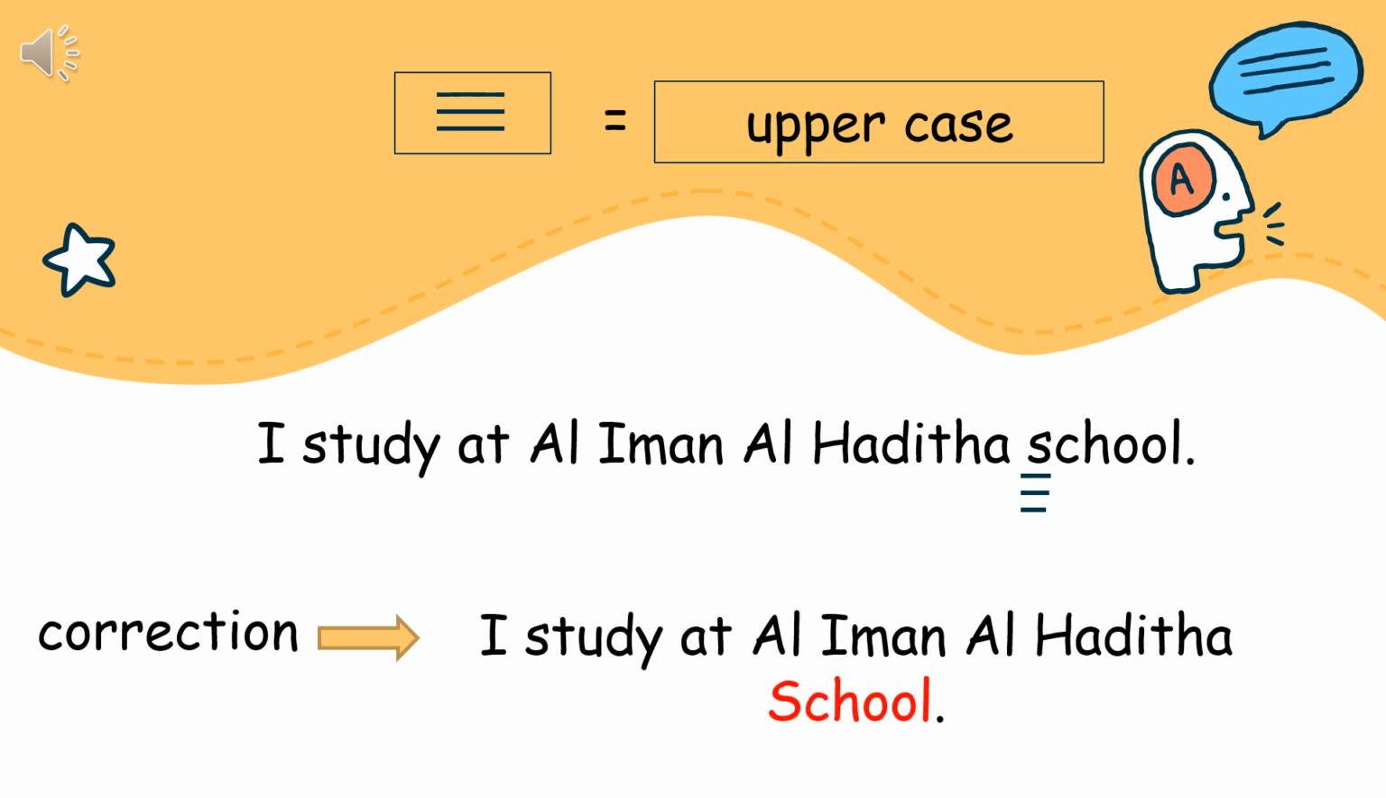Another proofreading symbol is the three lines under each other, which means uppercase. That is, you have to write the word in uppercase. For example, in the following sentence, the word al-iman al-haditha, school, is a proper noun, so it should be written in uppercase. That's why there is the three lines proofreading symbol under it. Therefore, it should be written correctly by writing the letter S of school in uppercase.